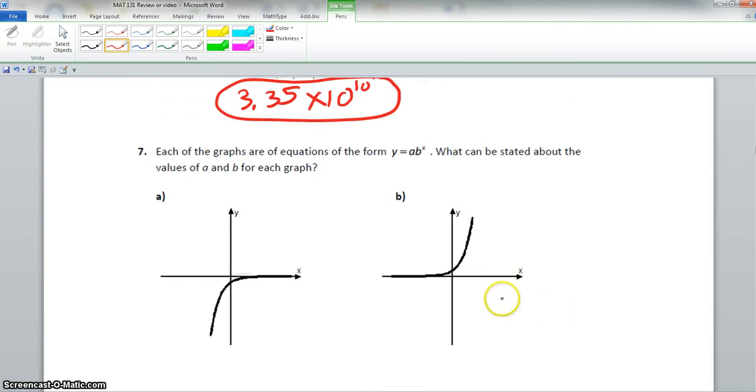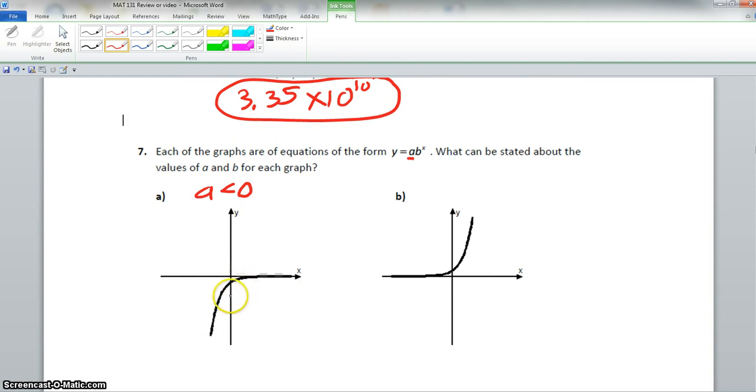Now we scroll down to 7 here. It says each of the graphs are of equations of the form y equals ab to the x. What can be stated about the value of a and b for each graph? Now first, let's take a look at this graph here. We know that this a represents the y-intercept. If you look at this graph here, you notice that the y-intercept is in the negative area. It's not 0 or positive. So the first thing we should know is that our a is less than 0 based upon this graph here.